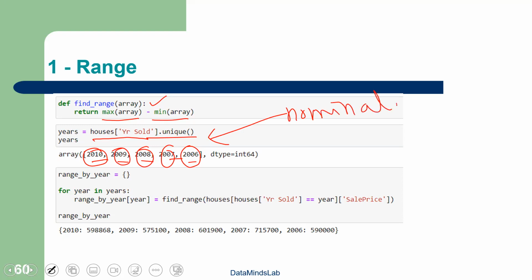Okay, because it doesn't have any hidden order. Okay, so no rank is involved. It is purely nominal data.